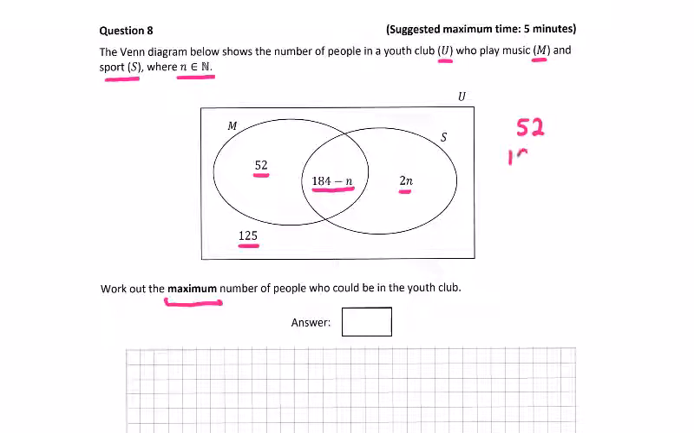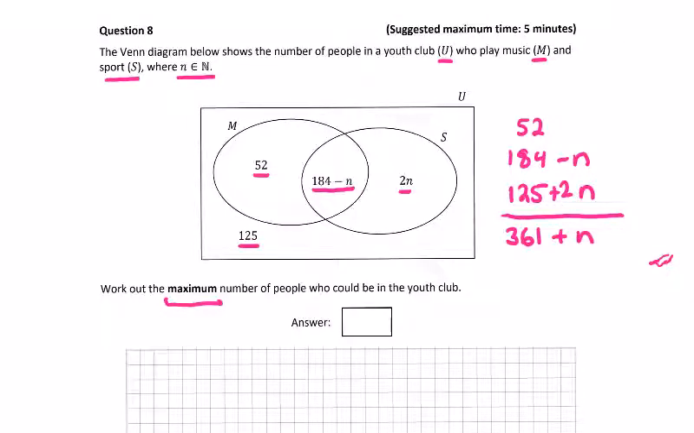52, 184 minus n. We have the 125. Pen's not working. 125. And we have our 2n. Just those 4 things. So we add these together. We will get, is it 309 plus 52, 361 plus n is what we're going to get in here.